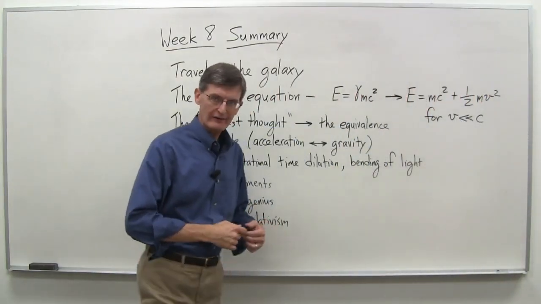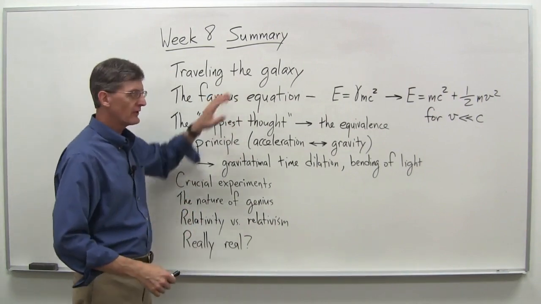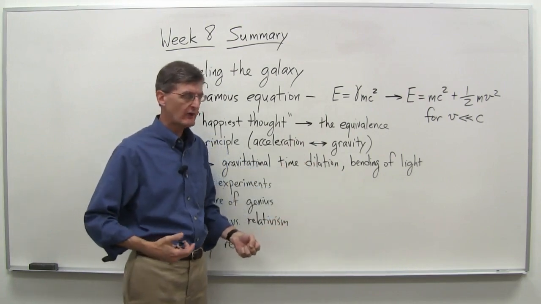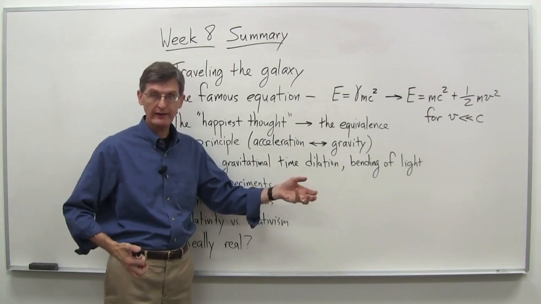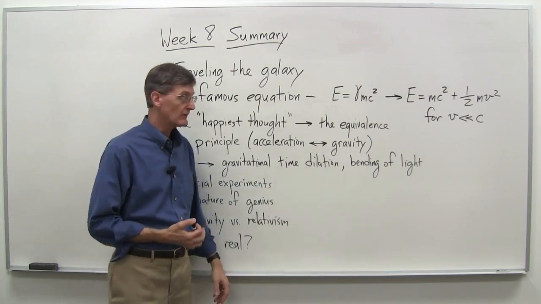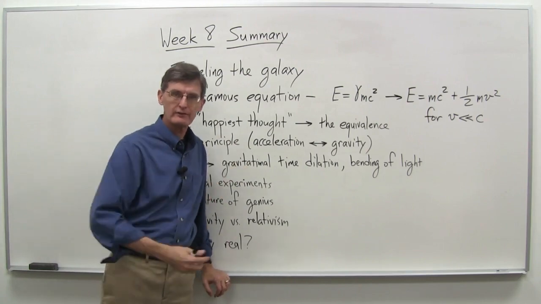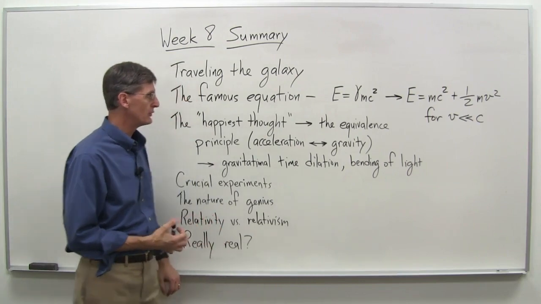So let's summarize week 8 now, the key topics we've covered. We started off thinking about traveling the galaxy, taking our twin paradox analysis and applying it to the possibility of a trip to the center of our galaxy, approximately 30,000 light years away, which would seem, even at the speed of light, to take 30,000 years to get there. So it would seem totally impractical to do that.